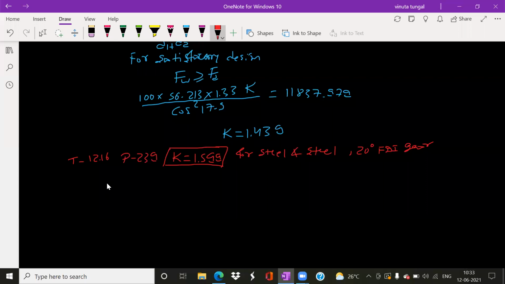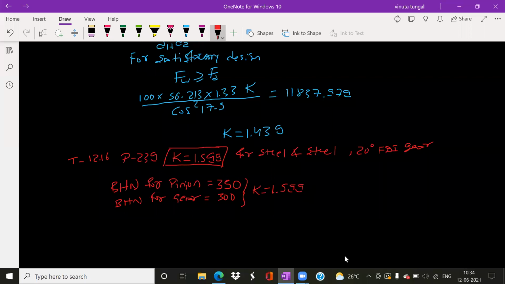Once you get this, you need to mention the Brinell hardness number. How much is the Brinell hardness number for the pinion? Can anyone tell me? 350. Brinell hardness number for the gear is 300. This is when K is equal to 1.599.